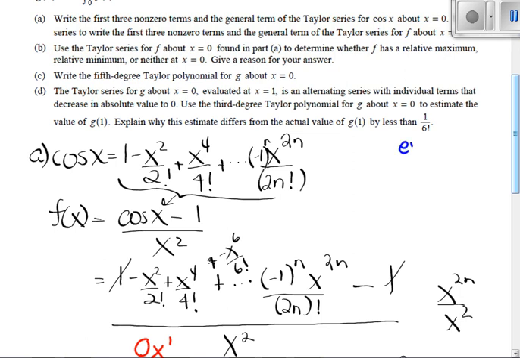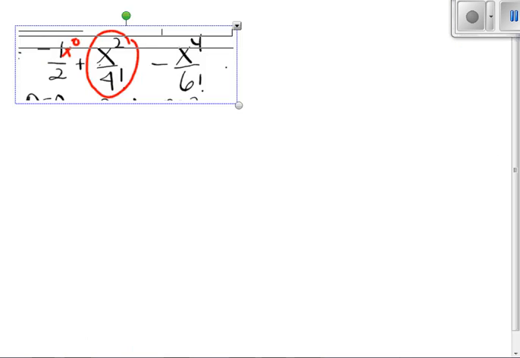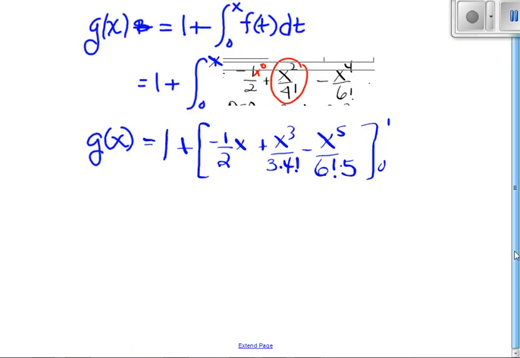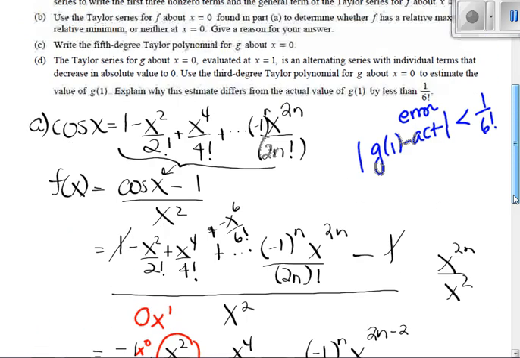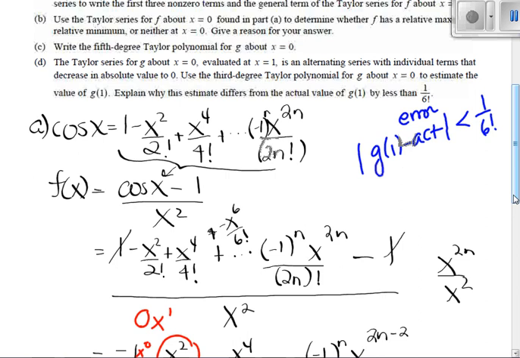This is the error. They're saying that when you find this G of 1 minus the actual value, it is going to be less than 1 over 6 factorial. And how many terms am I going to use? It says the third degree Taylor polynomial. So you evaluate G, only the third degree, at 1, but I'll use the fourth one to find my error.